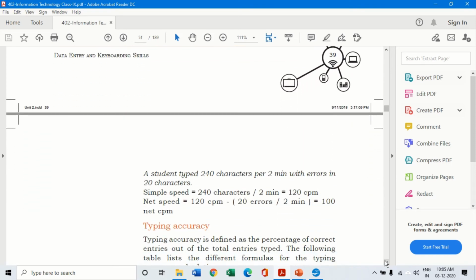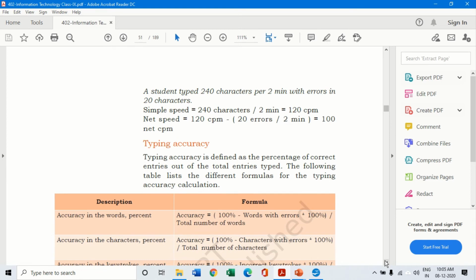Here, a student types 240 characters in 2 minutes with errors of 20 characters. How will you calculate the speed? The simple speed is equal to 240 characters in 2 minutes, that is 120 characters per minute. The net speed will be 120 characters minus the 20 errors made in the same minute, which is equal to 100. This way the calculation is done to assess the speed of a student.